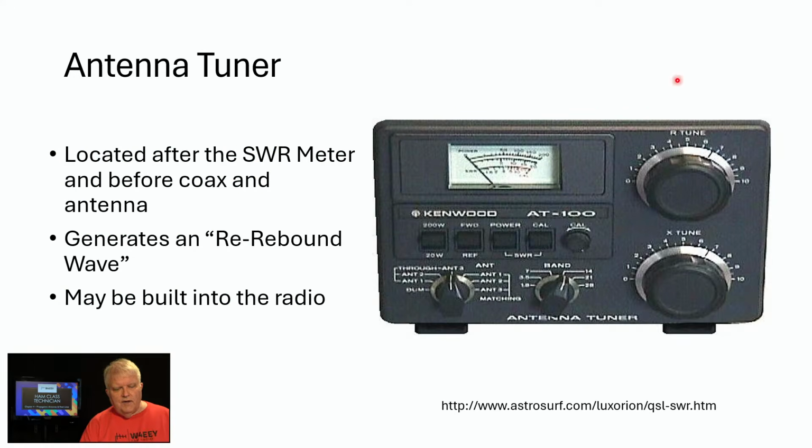What this does is it generates a rebound wave. That energy that's coming back from the antenna is adjusted here with the antenna tuner, and it sends it right back out to the antenna again. So coming from the antenna, going back out to the antenna again. This happens at the speed of light, so it doesn't really cause any issues, and it makes the transmitter happy. The transmitter will see a 1-to-1 standing wave ratio and say, oh, I can output full power. So that's what an antenna tuner is all about.